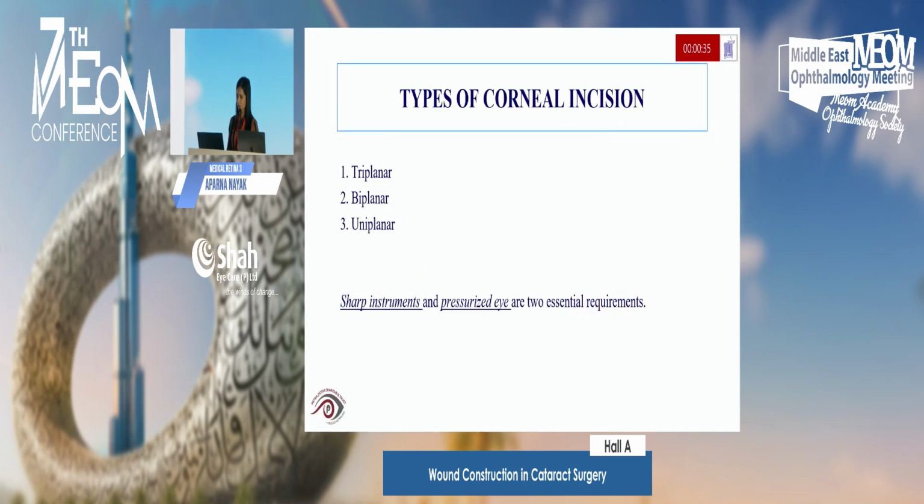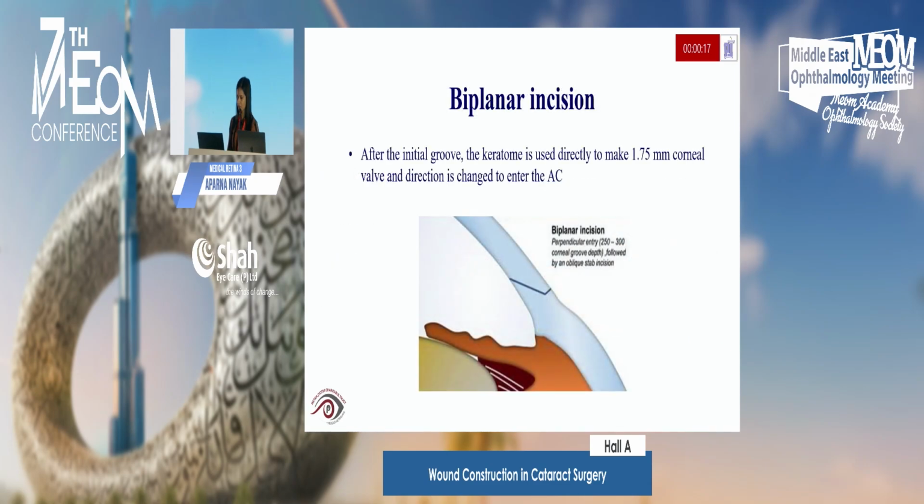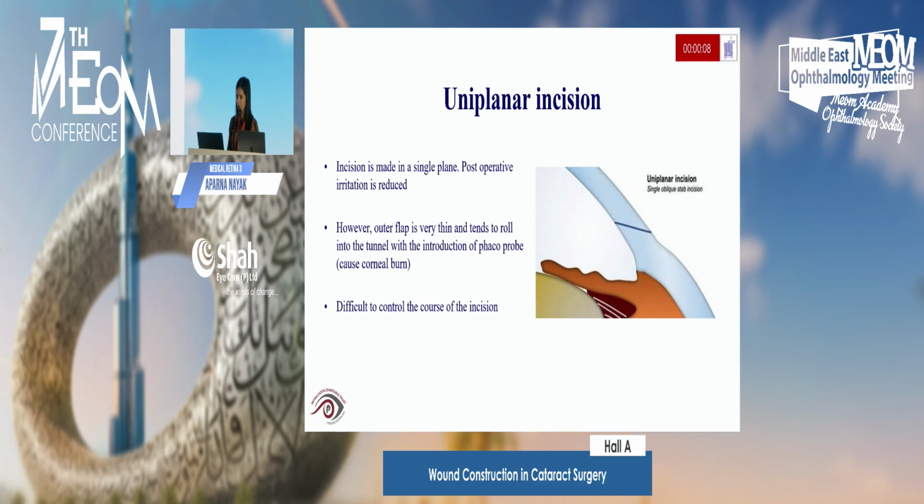The most common type of clear corneal incision that we do is a triplanar. We also do the biplanar and the uniplanar. In a triplanar incision, we do an initial vertical groove and then we make the intracorneal plane or the tunnel, and the inner lip is straight and parallel to the plane of the iris. Then we have a biplanar incision where after the initial groove, the keratome is directly made to enter the anterior chamber. And in uniplanar, the incision is made in a single plane with a single stab incision.